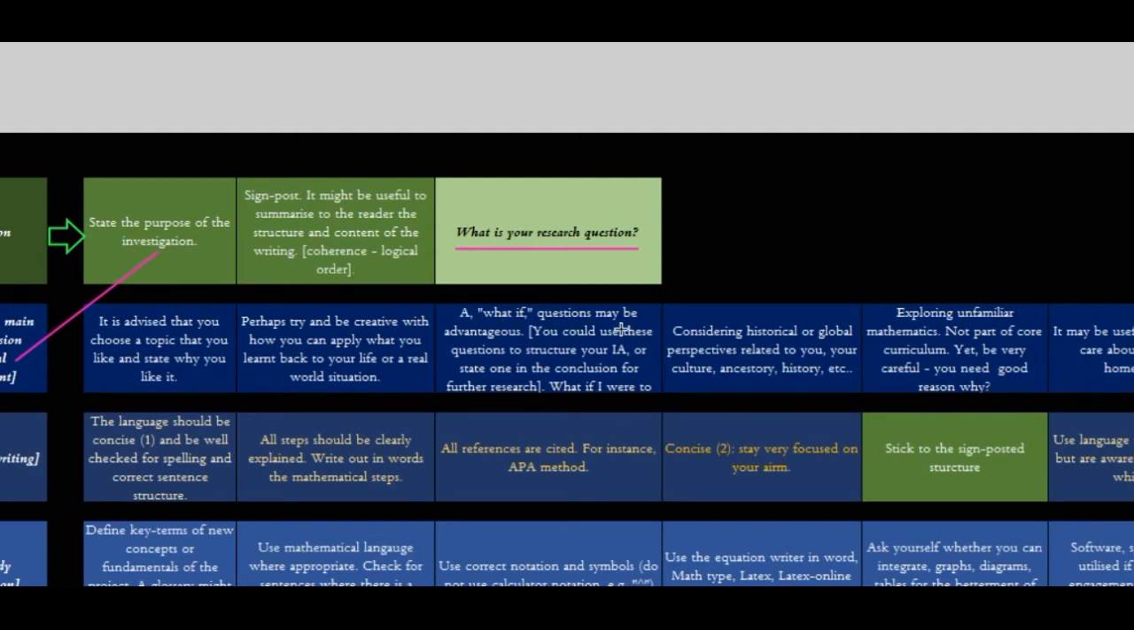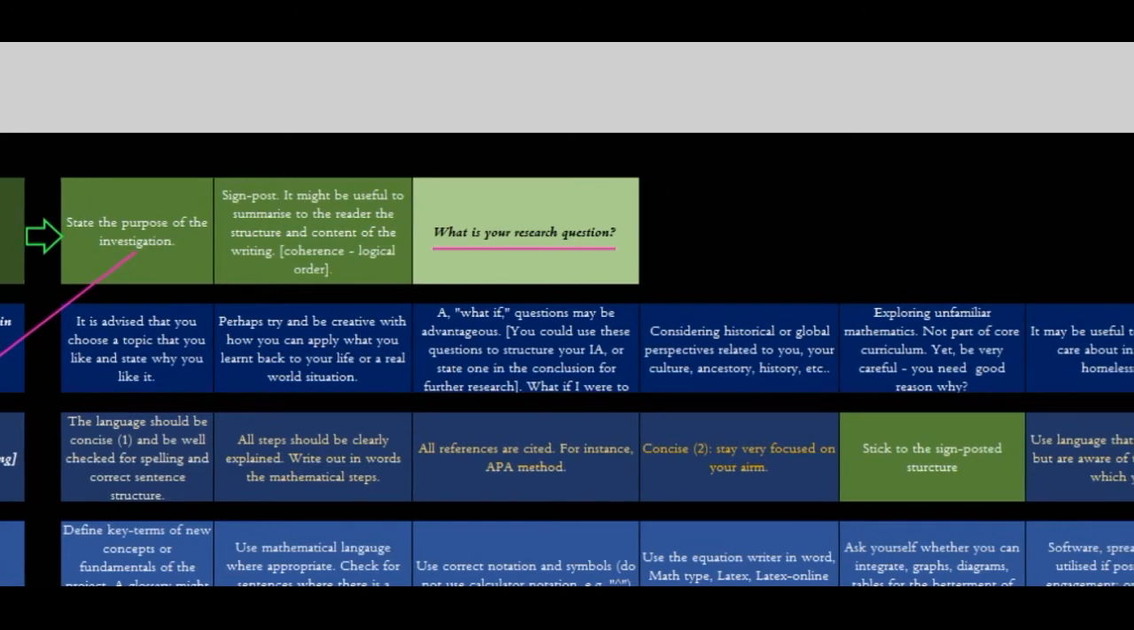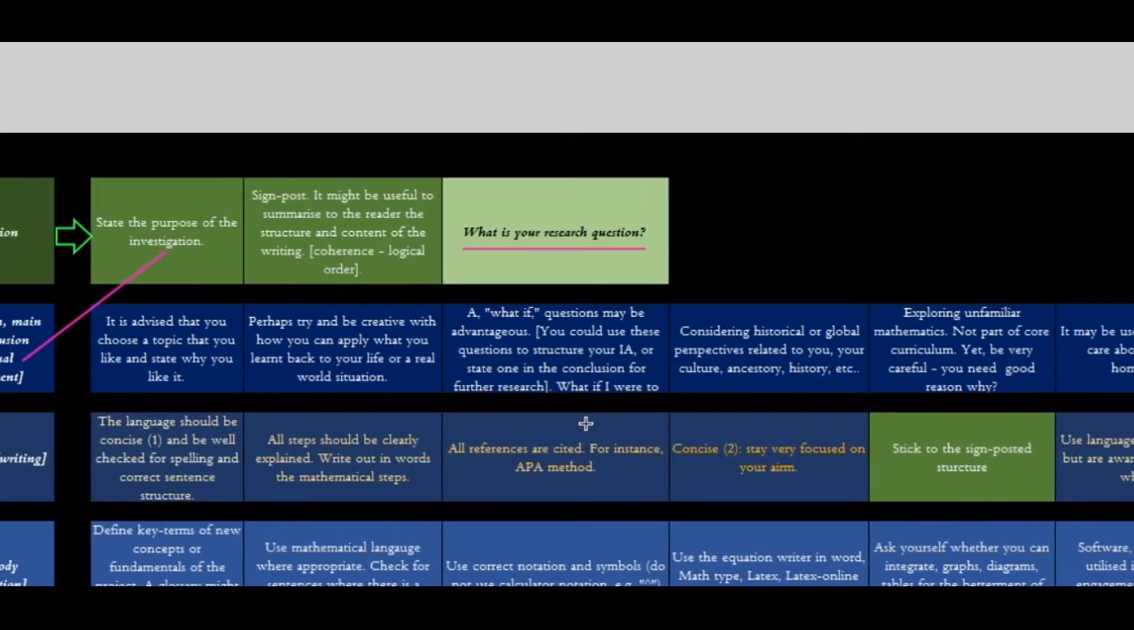A what if question may be advantageous. You could use these questions to structure your IA, or state one in the conclusion for further research. What I mean by this is, for example, what if I were to use a different method? What if we were to apply this concept somewhere else? And in this situation, the what if question, if done correctly, and this is just something to consider, will come out at you once you actually have a research question. What if I was to do something in another way?